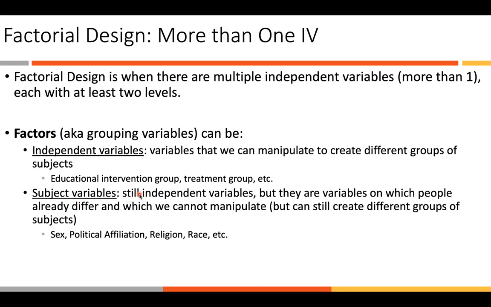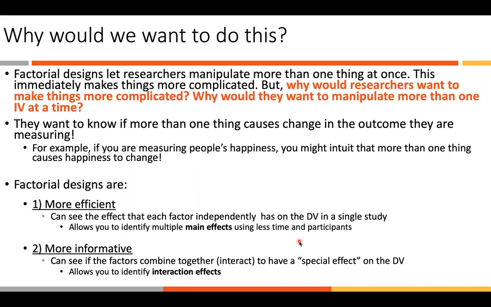We might want to call them quasi-independent variables because these are already existing variables about a person, such as their sex, political affiliation, religion, or race. They create groups and put different people into different groups, but they're things that researchers can't, either ethically or even possibly, manipulate. We can still use them as factors and independent variables, but we just want to keep in mind the difference between looking at something that the researcher is unable to control, a subject variable, versus something the researcher has control over, which is a manipulated independent variable.